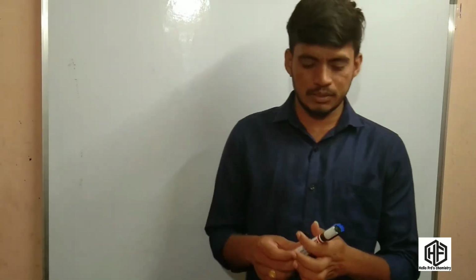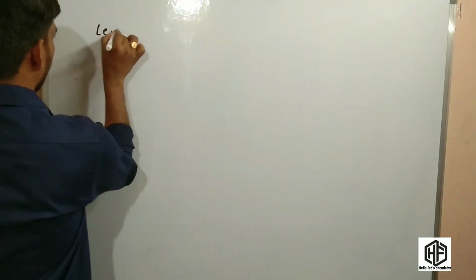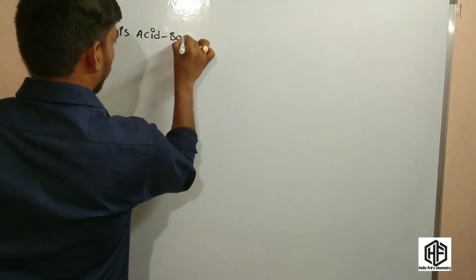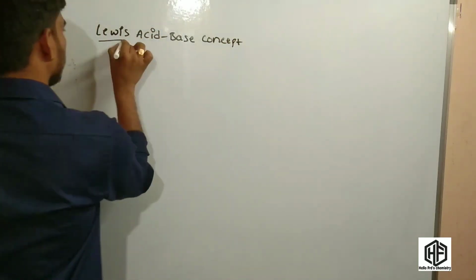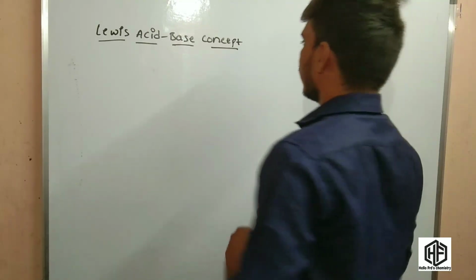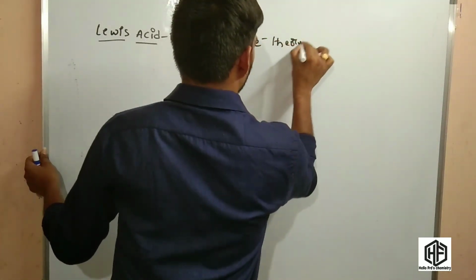Friends, one more important concept is present in acid-base theory. The concept is the Lewis acid-base concept. This is the electron orientation concept. This is called the electron theory.